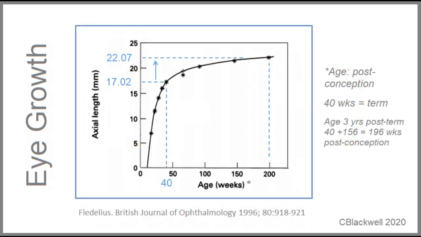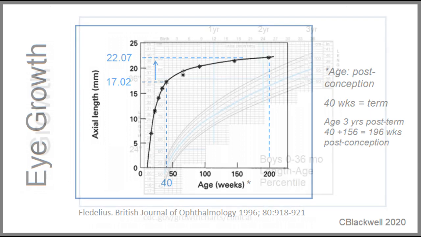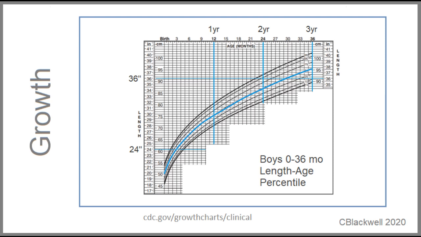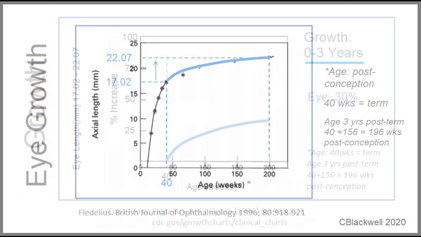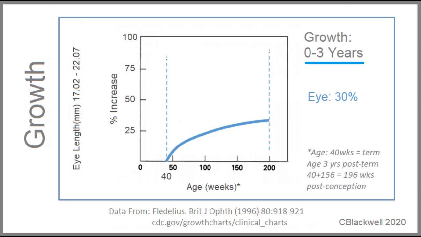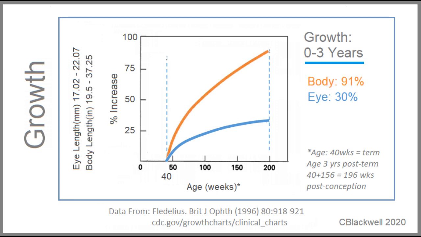This is the growth curve for average eyeball length from post-conception up to 3 years of age. Birth is at 40 weeks. This is the length to height chart for boys for the same period, birth to age 3. Let's see how they compare. We extract eyeball growth from birth to age 3. Then we change the scale on the graph to percent growth based on birth dimension, showing the eye increases in length by about 1/3. That compares to growth in body length, which almost doubles in 3 years.